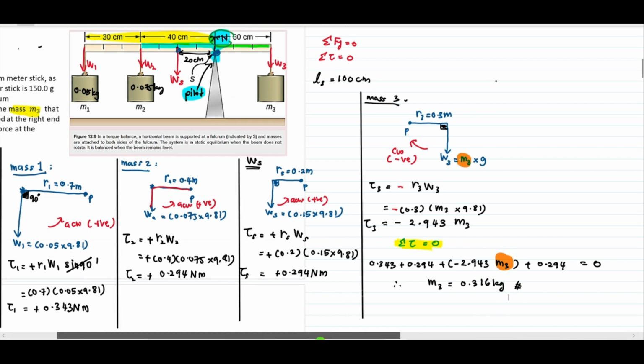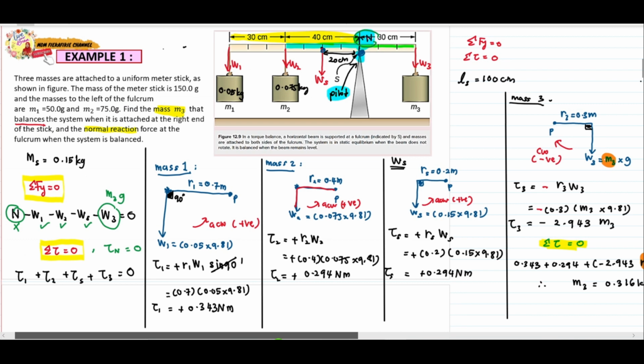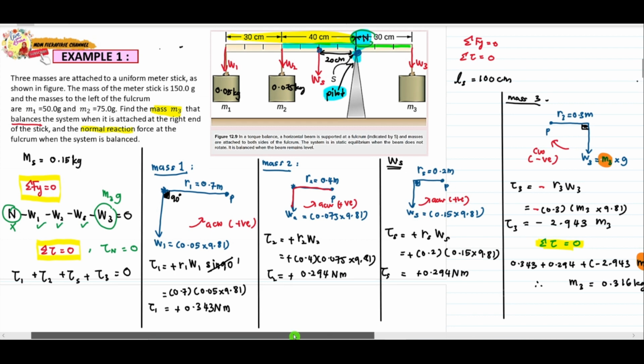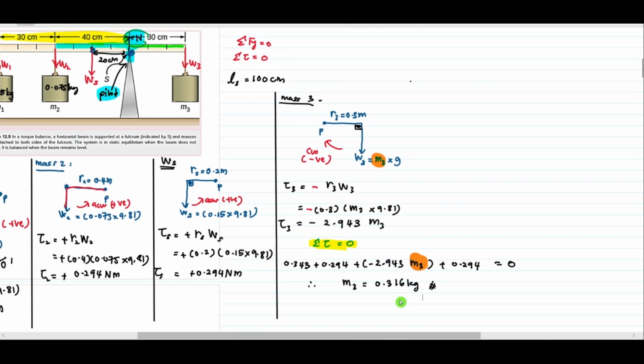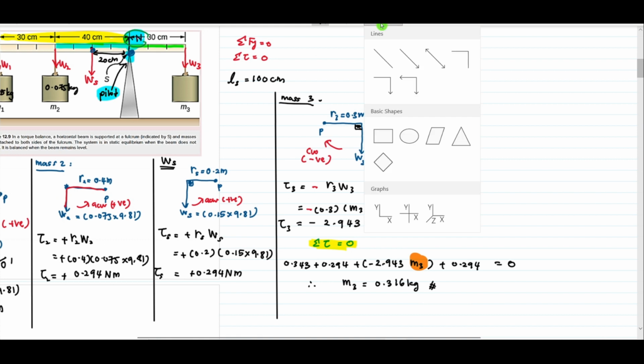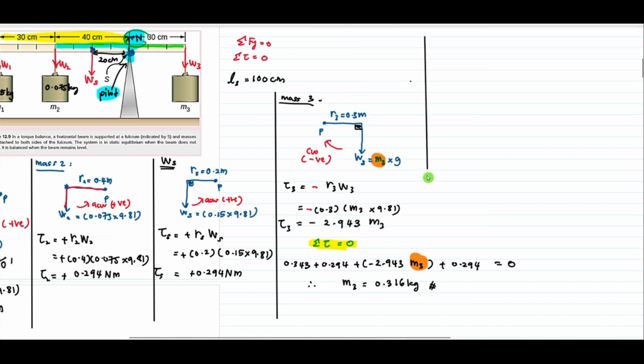Okay, dan sekarang soalan juga suruh kita kira the normal reaction force. The normal reaction force at the fulcrum. Okay, when the system is balanced. So, kita nak kira normal force. Okay, so I will use total force in Y component. Okay, so saya akan tulis dekat sini. Total force in Y component is equal to 0. Okay, sebab dia balance kan, dia tidak bergerak atas dan bawah. Dia tidak berpusing. So, bila dia tidak bergerak ke atas ataupun ke bawah, so total Fy is equal to 0.